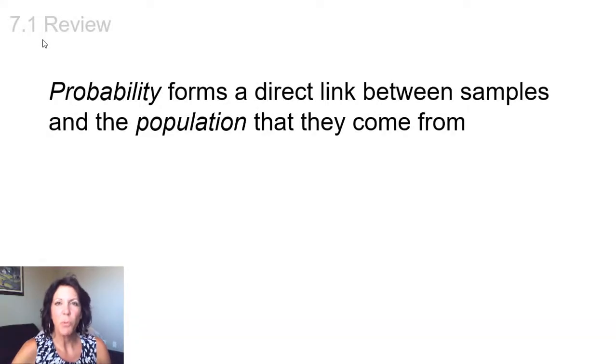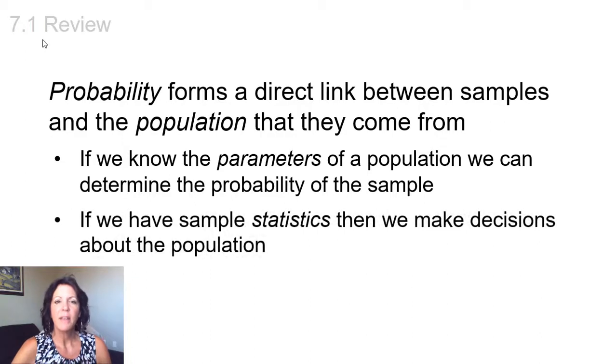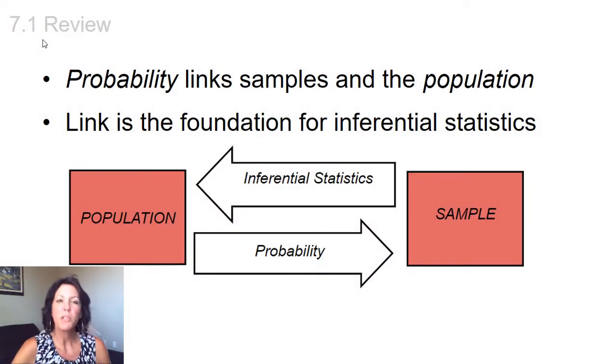So as a review, probability forms a direct link between samples and the population that they come from. So if we know the population parameters, we can determine the probability of a sample. So let's say I know the mean of a population, I can determine the probability of that sample having that mean. If we have sample statistics, we can make decisions about the population. We can talk about the probability of what we're seeing in our sample being true for a population.